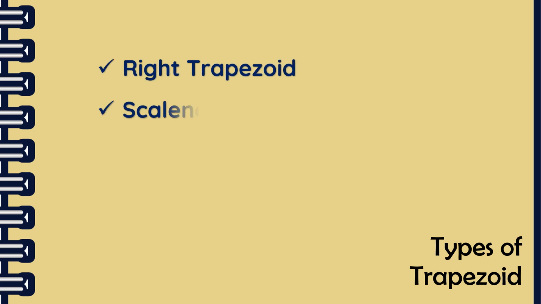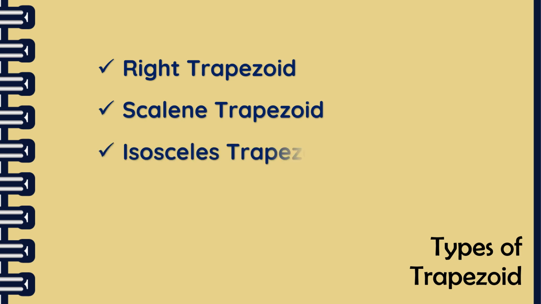A trapezoid has three types. They are identified according to the number of equal sides they have and or the measure of their angles. The three types of trapezoid are right trapezoid, scalene trapezoid, and isosceles trapezoid.